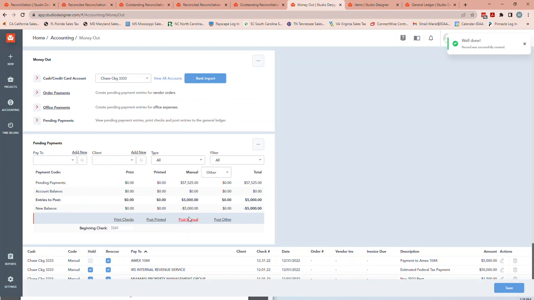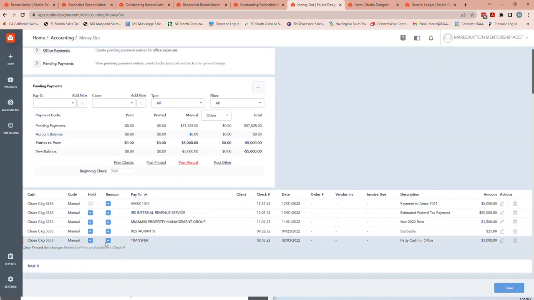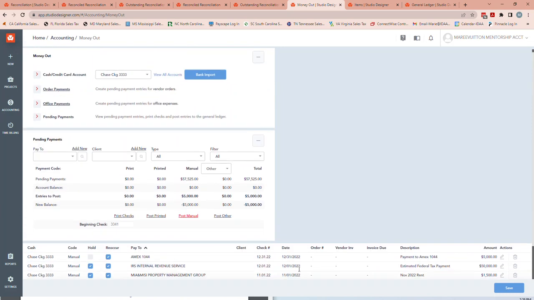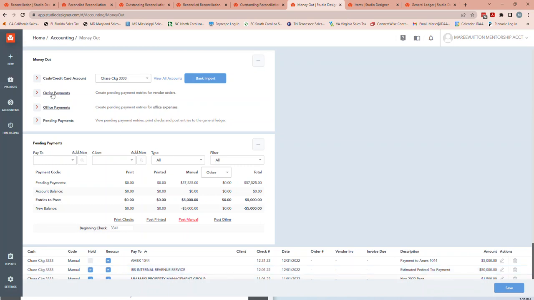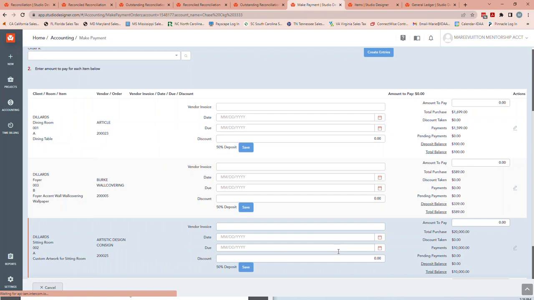That turns red. If I wanted to print checks, I can print them. I can revise them and reprint, and you can just post them. That's all that this is. This is your last chance to change it before posting it. Okay. If you have order payments, you can select that and then get that up here.